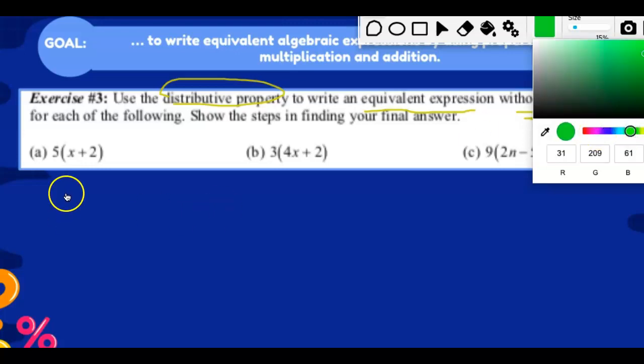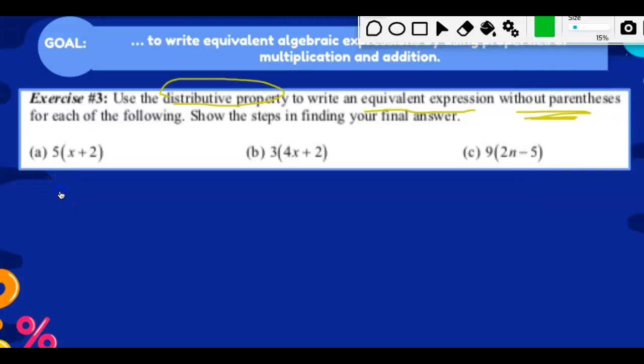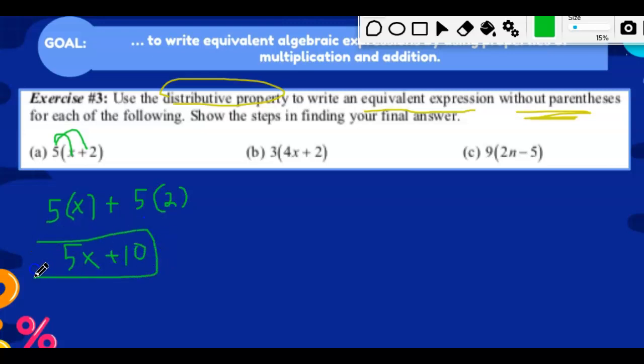All right, maybe I'll do the first one. So the first one is going to be 5 times x. We're going to give it to x, right? We're going to do it like that. And then again 5, and I'm going to multiply it to the second term inside the parentheses, which is 2, and then we simplify it, 5x plus 10, and that's our final answer. Remember, we cannot make it 15x because what?